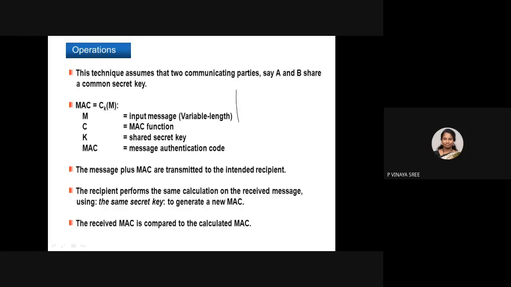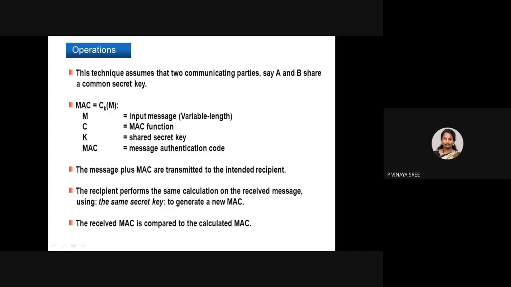What will Alice do? Along with the message, Alice will add a MAC and send it to the recipient. What will the recipient do? Can anyone say what Bob will do? M is the input message, which is variable length, C is a MAC function, K is a shared secret key, and MAC is the message authentication code. So the message plus MAC are transmitted to the intended recipient.